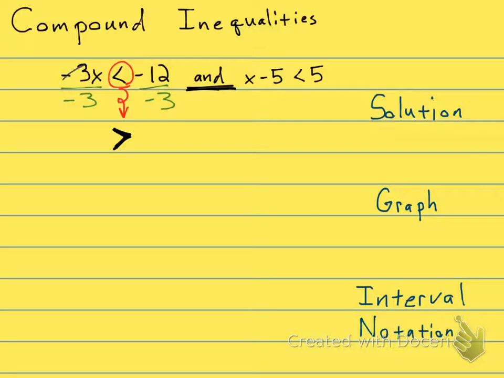All right, negative 3 over negative 3 reduces down to 1, so I have 1x. And on the right-hand side, negative 12 over negative 3 is 4. So x is greater than 4.